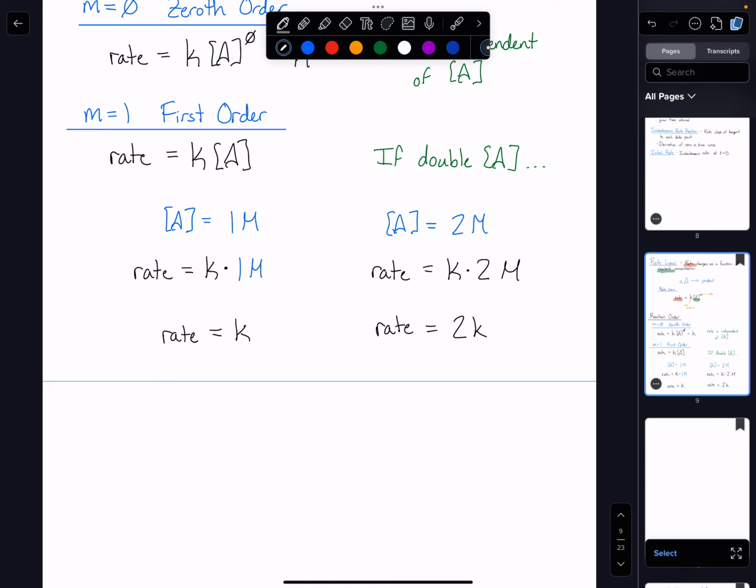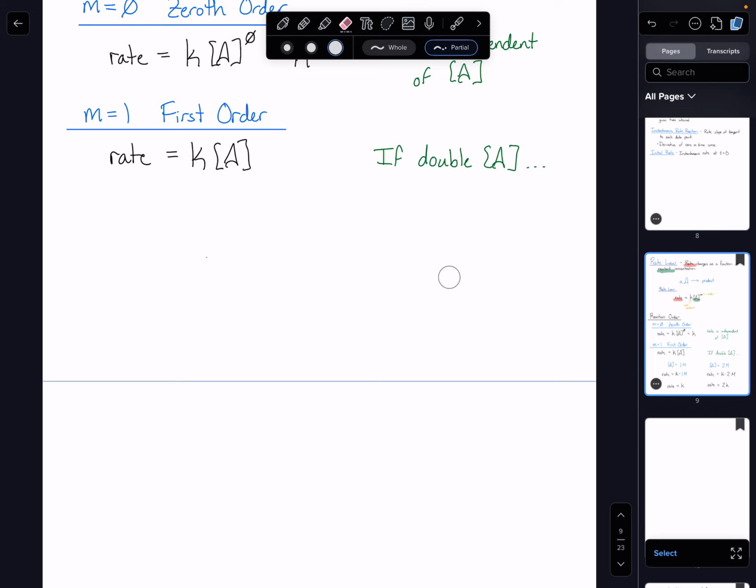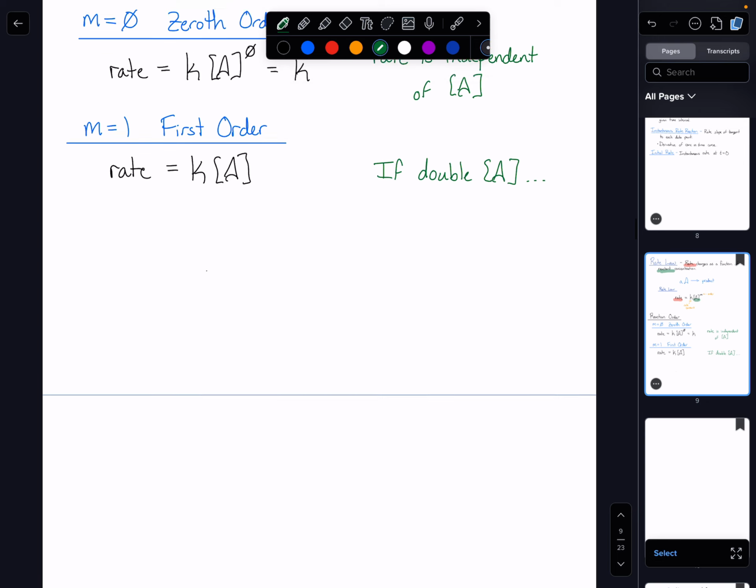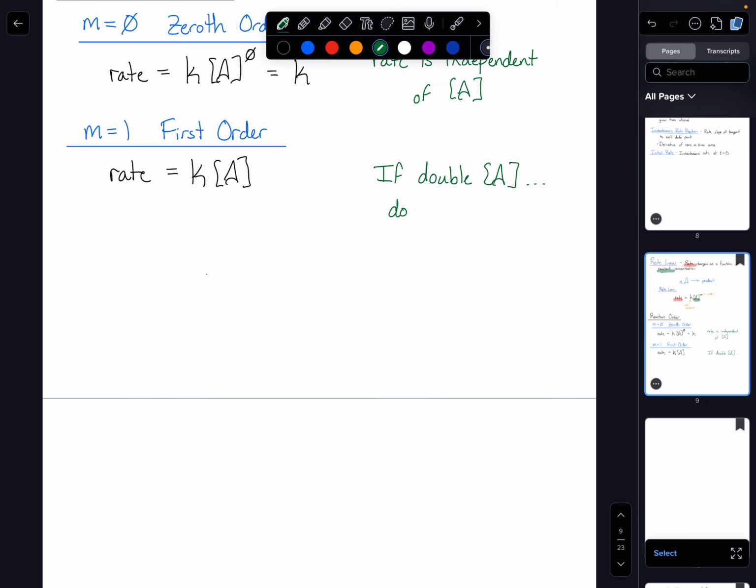Did we double our reaction rate? Cool, wonderful. All right, so for this first order reaction, this is what we would call directly proportional. If you double your reactant concentration, you're going to double your rate. What if I triple my reactant concentration? It's going to triple my rate, right? If I cut my reactant concentration in half, what's going to happen to my rate? It's going to cut in half, right? So these are what we mean by directly proportional. If we double the concentration of A, we double our reaction rate.